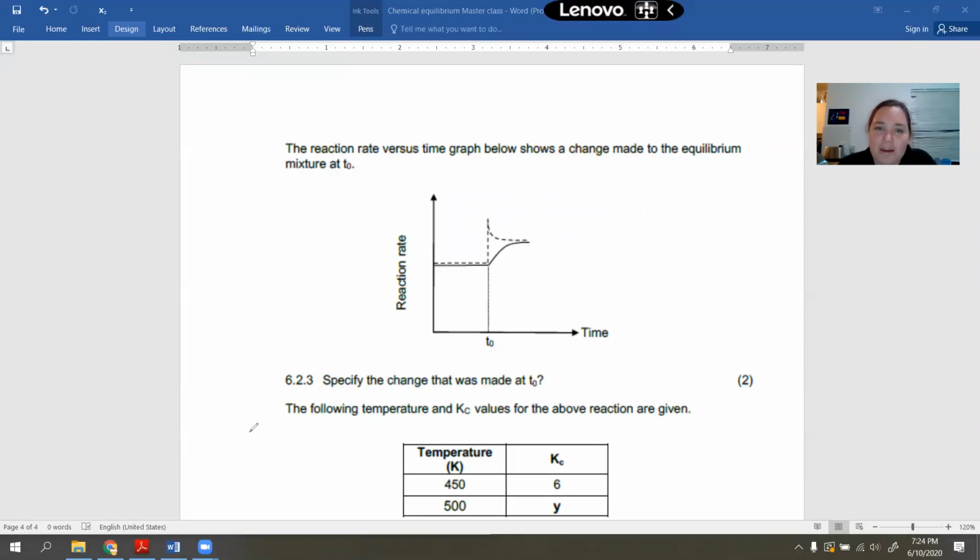It says the reaction rate versus time graph below shows a change made to the equilibrium mixture at T0. And your question is to specify the change that was made at T0. Now, in the earlier lesson that we had, there was quite a large amount of discussion about what factors affect what, in terms of temperature, pressure, concentration changes. All right, so I'm going to open this up to everybody right now, and I want to just quickly ask you, does anyone have any idea what the disturbance is? Anyone?